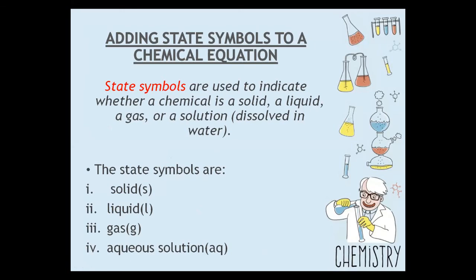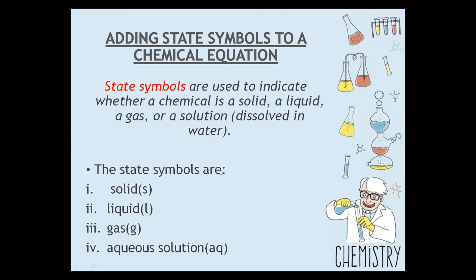Adding state symbols to a chemical equation. Then we will write a chemical equation. State symbols will also be written. State symbols are used to indicate whether a chemical is a solid, a liquid, a gas, or a solution dissolved in water. Yes, state symbols show the state of the chemicals. Either it is in solid form, liquid form, gaseous form, or solution form.